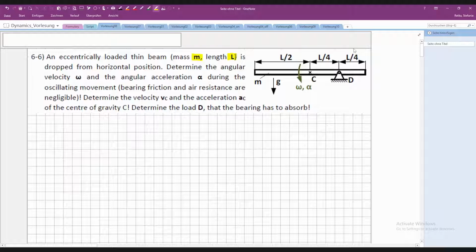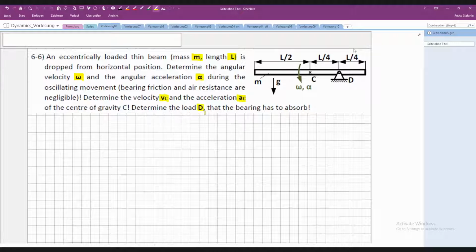The depicted position is our initial position, rest position, and then it is released from this rest position. It is dropped, and we have to find the angular velocity and the angular acceleration during the oscillating movement. We can neglect the friction and air resistance. Then in the second step, we have to find the velocity of the center of gravity and the acceleration of the center of gravity. And the third part is defining the load in the bearing, support reactions.